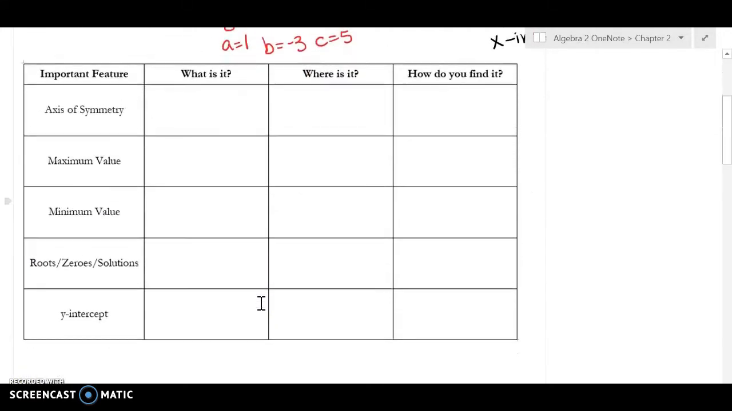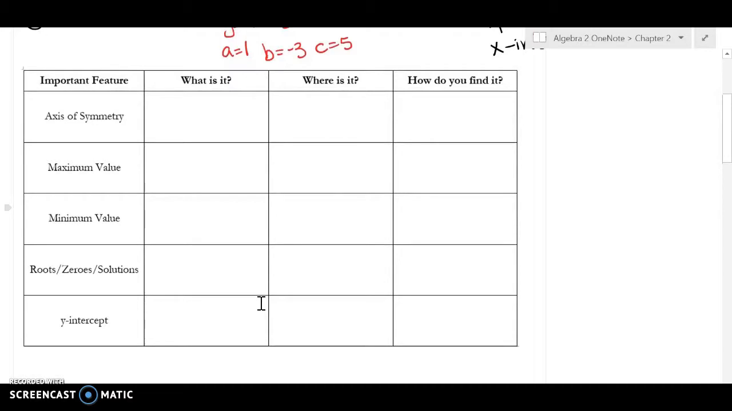Okay, so there's some key important features that we have to know, and we have to know what it is, where it is, and how you find it. So the axis of symmetry is the parabola's reflection line.